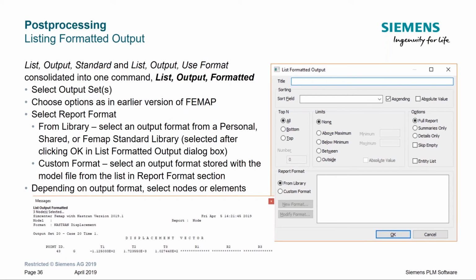We've consolidated the list formatted output commands. Before there were like 3 or 4 different commands for doing a list output. So now there's a new command called list output formatted. And this is basically writing this to a file. There's also the command to be able to do list output formatted to the data table as well.